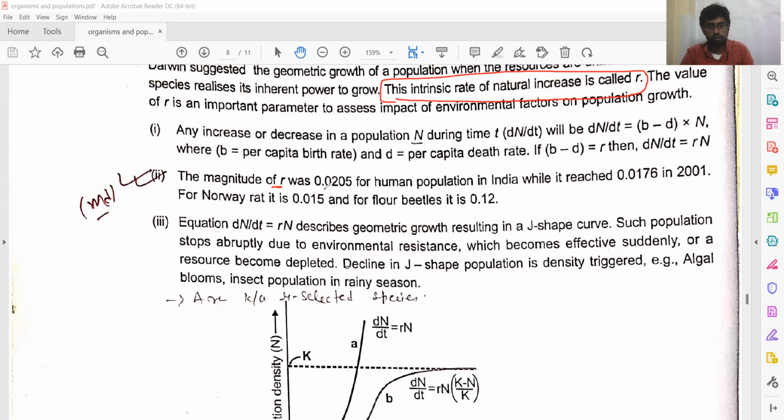So the magnitude of r was 0.025 for the human population in India, which reached about 0.0176 in 2001. Okay, means it was declining, na? Again, for Norway rat it is 0.015. For flour beetles it is 0.12. Look at this.